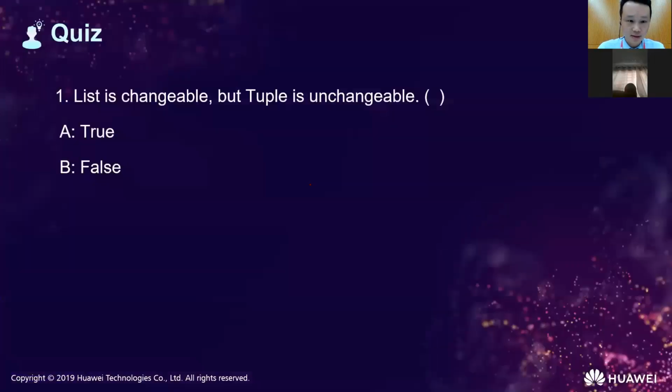I see another. This statement is true or false: a list is changeable, but a tuple is unchangeable. Right or wrong? It's true. Yes, you are right. It's true.